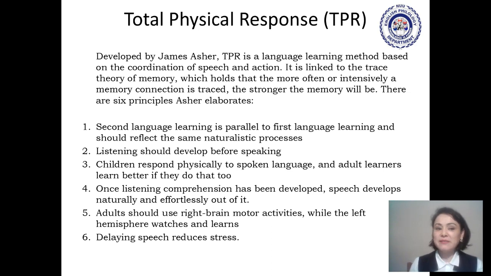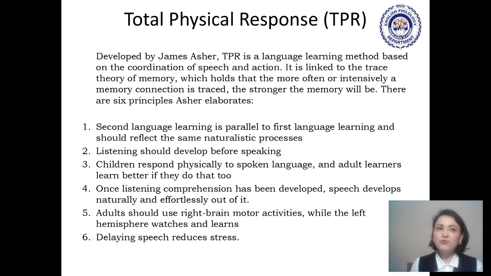The next method was just developed by James Asher. We call it TPR, Total Physical Response. It's linked to the theory of memory, which holds that the more often and intensively a memory connection is traced, the stronger the memory will be. There are 6 principles Asher elaborates about this method. One of them is that listening comprehension is developed first. Speech develops naturally, effortlessly out of it.